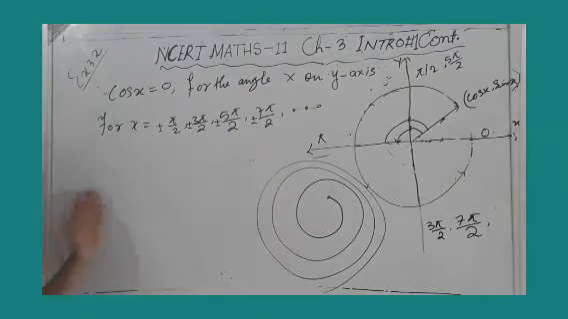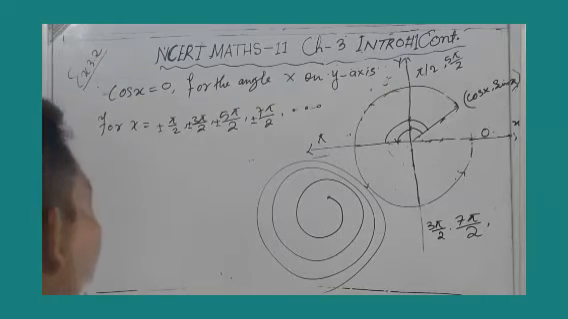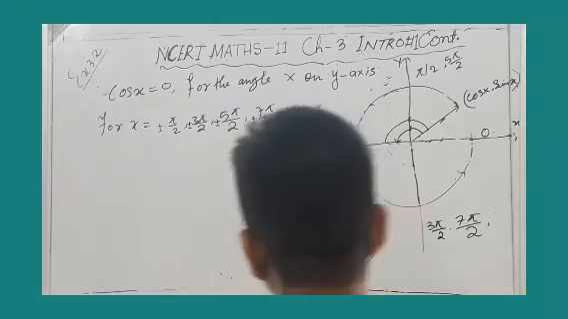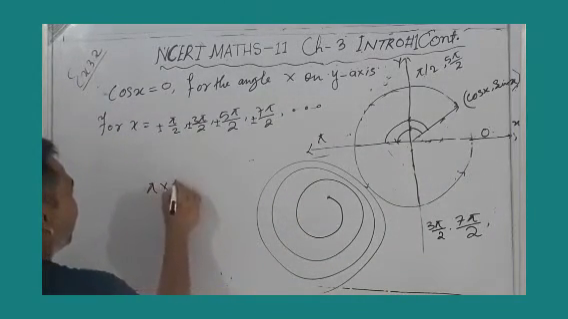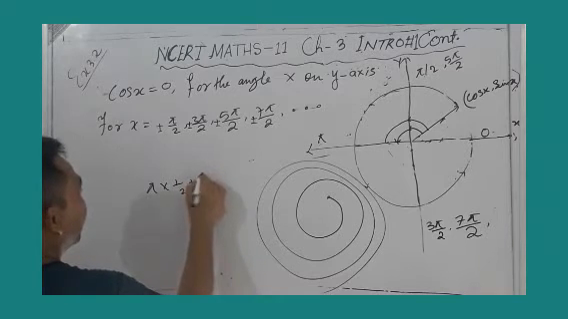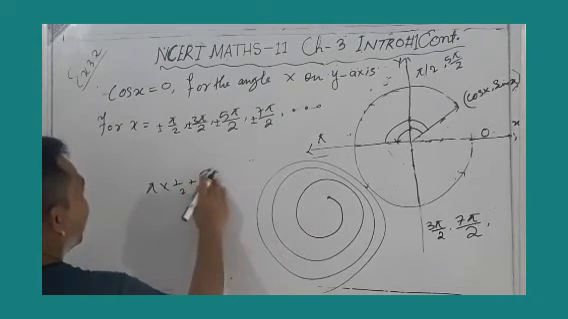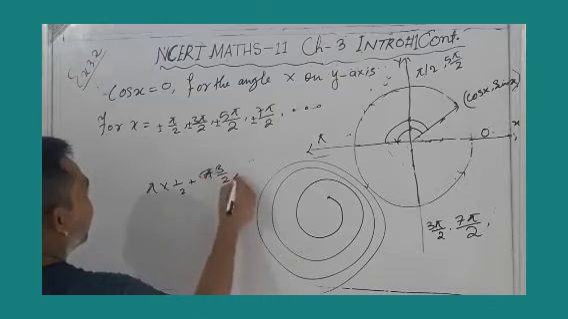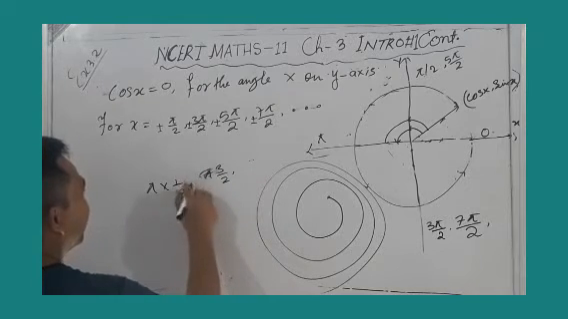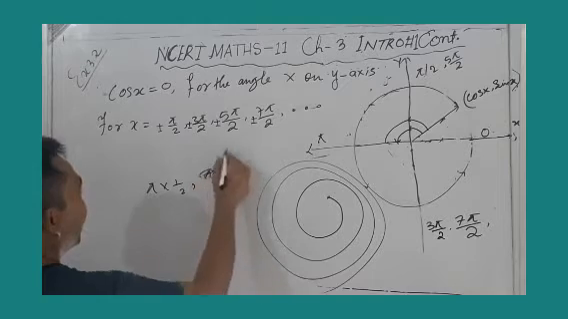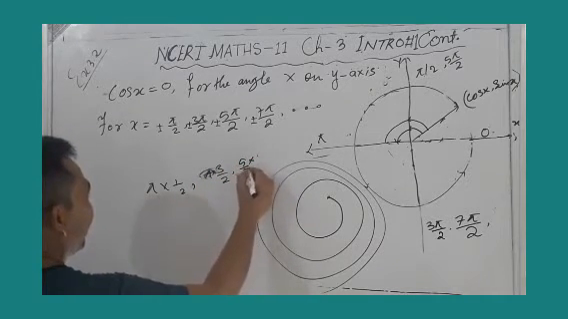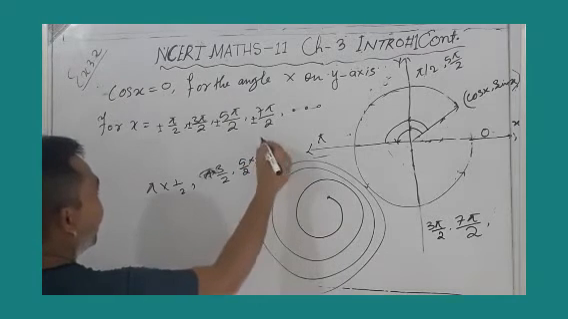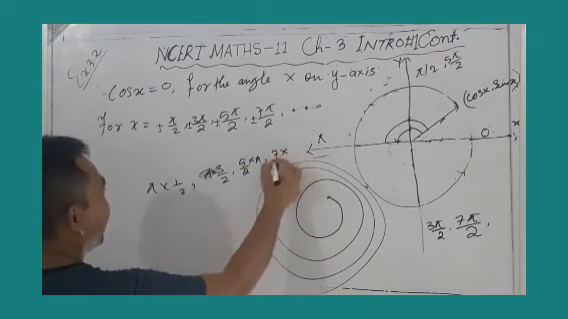Correct? So what are these actually? Observe it nicely. Remove this pi, forget about pi now. So pi into 1 by 2, plus 3 into pi by 2, and then 5 by 2 into pi, comma 7 by 2 into pi.